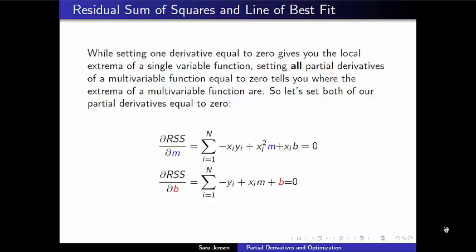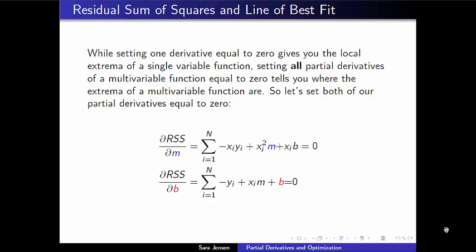In a single variable calculus setting, we find the extrema of our function by taking the derivative of our function and setting that equal to 0. If we want to find all of the extrema of a multivariable function, we're just going to repeat that process. Instead of setting one partial derivative equal to 0, we're going to look at our collection of partial derivatives and set all of them equal to 0.